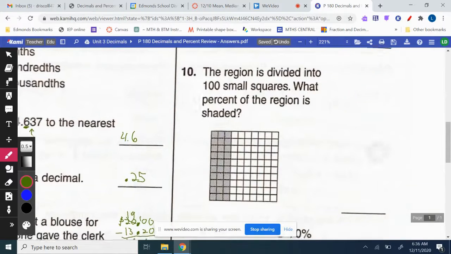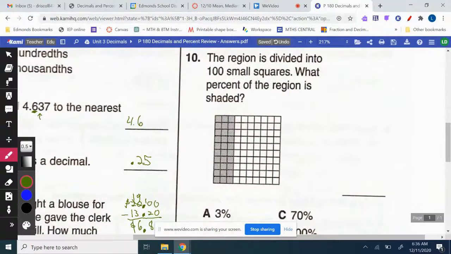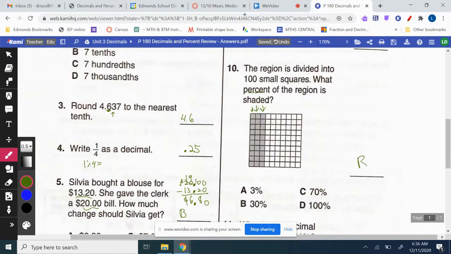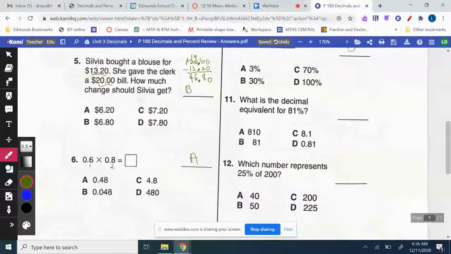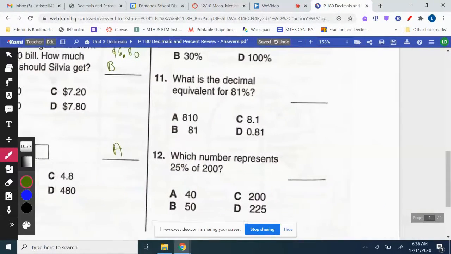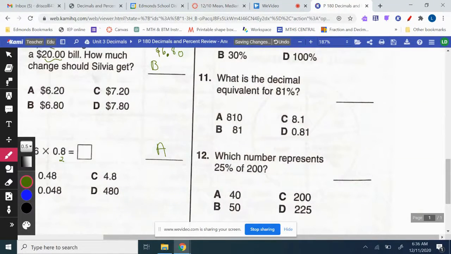This region is divided into 100 small squares. What percent of the region is shaded? So I know that this is 10, 20, 30%, and that would be B. What is the decimal equivalent for 81%? Well, I know that I moved my decimal place because there's a decimal here and I move it over 1, 2, and I get 0.81, which is D.